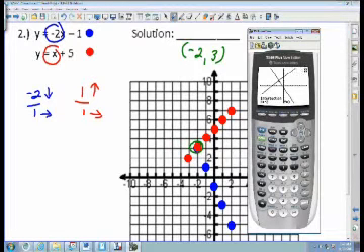Now I want you to make sure you're in the habit of looking in the table, because they may give you a problem that gives you the table and you have to be able to look and find your solution. You're looking to see right up here where the y1 and y2 are the same. And that's how I know I'm correct, because I have negative 2, 3. Let's do the next one.